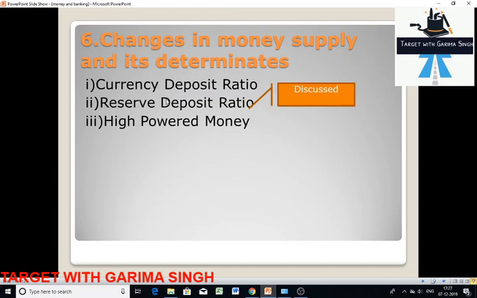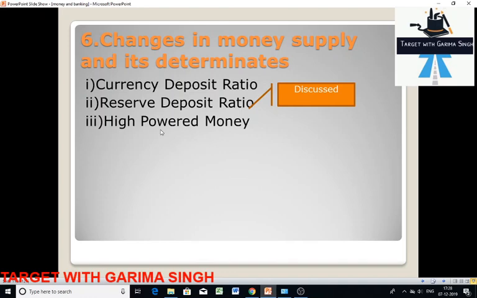Second is reserve deposit ratio. It is a proportion of total deposit which commercial bank keep as reserve. Banks hold a part of money from people's deposit as a reserve money and loan out the balance to various investment projects. Third is high powered money, the total liability of the monetary authority of the country, RBI, is called the monetary base or high powered money.